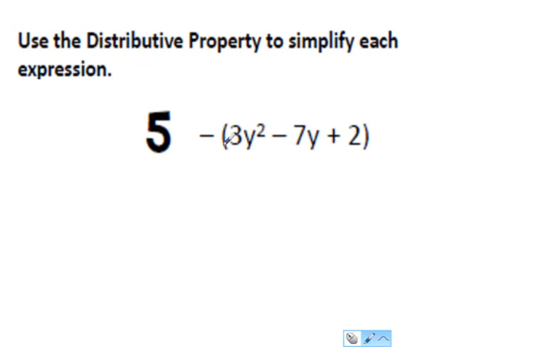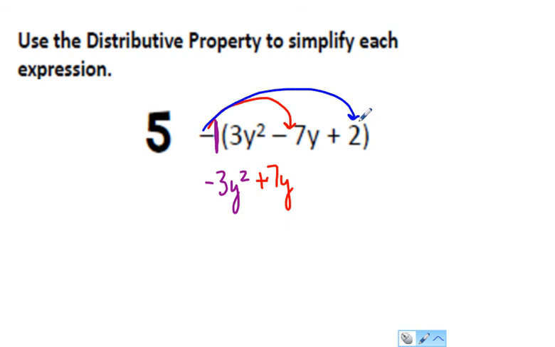All right, now we have negative the quantity, 3y squared minus 7y plus 2. So really there's a negative 1 here. So what we're going to do is all the signs are going to change direction. We're taking the opposite of 3y squared. So minus 3y squared, or we're just multiplying by a negative 1. The negative 1 times a negative 7y, so that's plus 7y. And a negative 1 times a positive 2 is a negative 2.